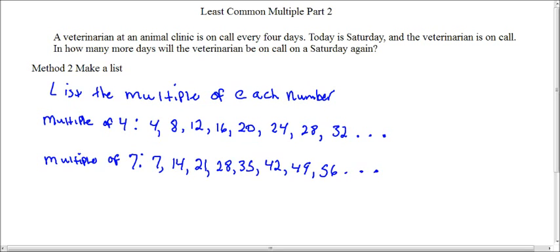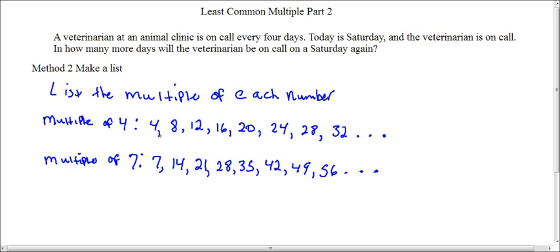Now, if we look at our list, we are trying to find a multiple that appears first in both lists. Once we succeed with doing this, we will see that this is the least common multiple of both 4 and 7. So let's go back through our list and see if we can find such a number.